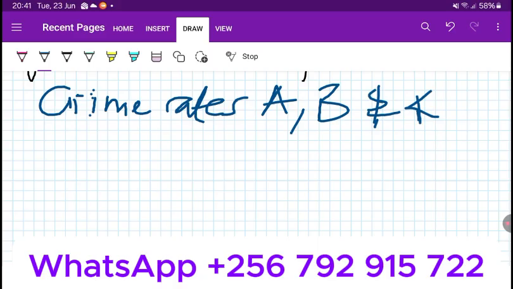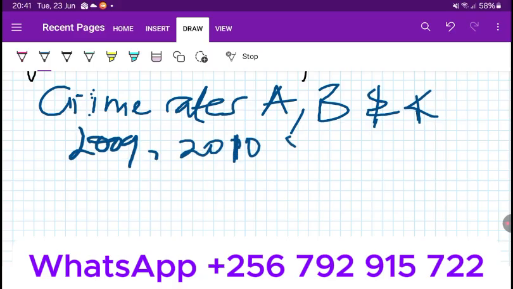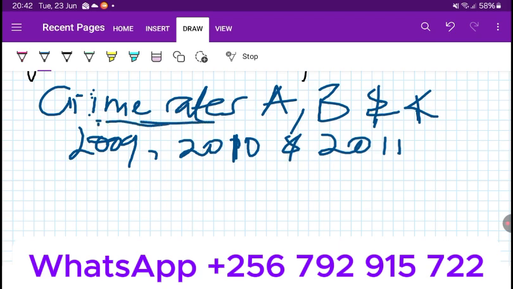The other aspect they have given us is the number of years that we are dealing with: 2009, 2010, and finally 2011 respectively. Meaning they have given us information in regards to crime rates. Those are going to be numbers for the different cities, city A, city B, city C.